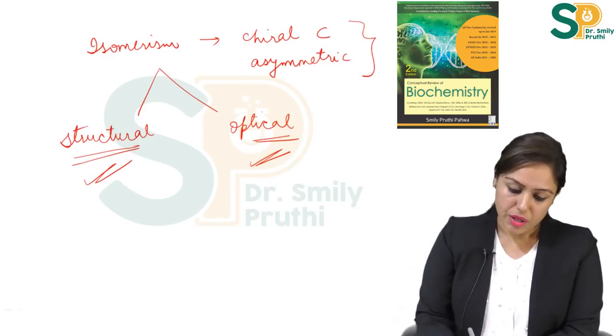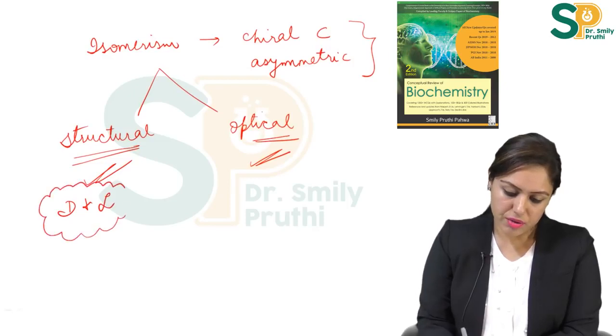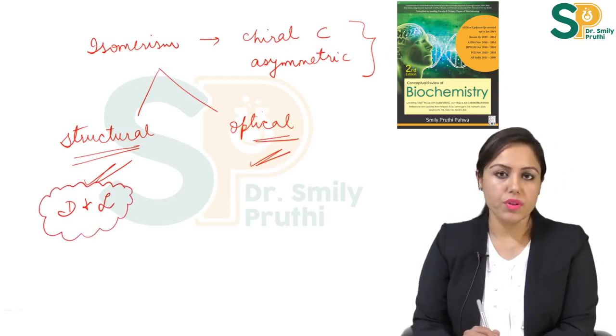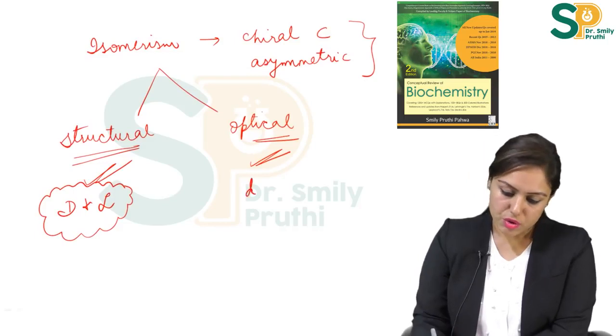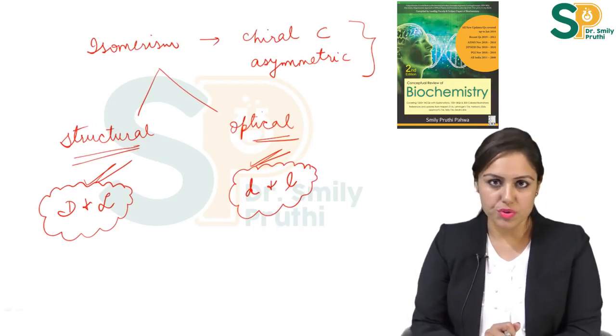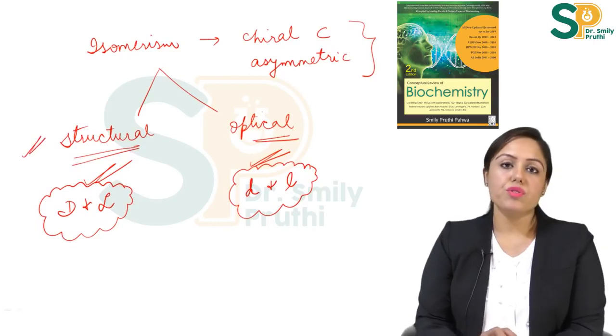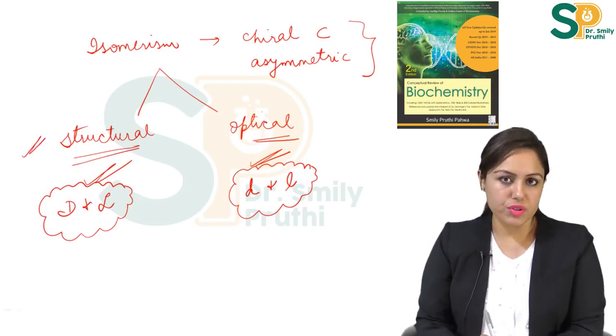Be careful that capital D, capital L isomers are structural isomers. On the other hand, small d and small l, dextro and levorotatory isomers, are optical isomers. Now, structural isomerism has further four types.